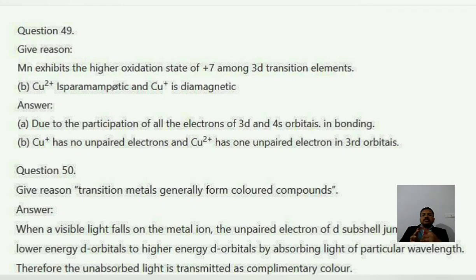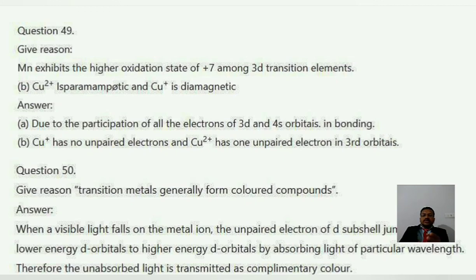We already discussed manganese is the element that is capable of exhibiting many different oxidation states, that is +2 to +7. The maximum oxidation state exhibited by manganese is +7. This is because there are unpaired electrons present in 3d as well as 4s orbital, and these electrons can be employed in bond formation in different compounds, and thereby in each and every compound it will be exhibiting a different oxidation state. So that is the reason, due to the participation of all electrons of 3d and 4s orbitals in bonding.